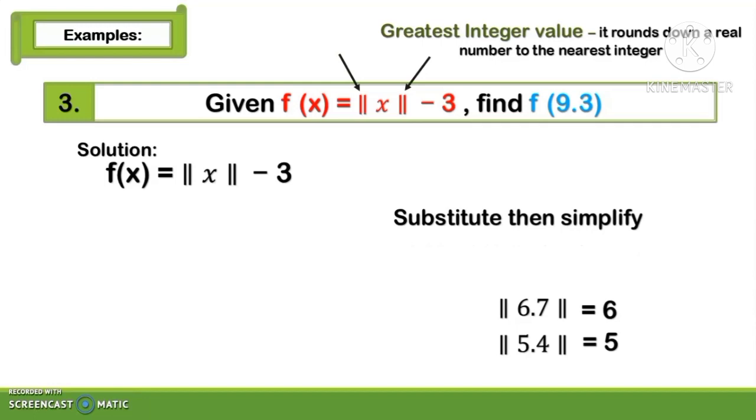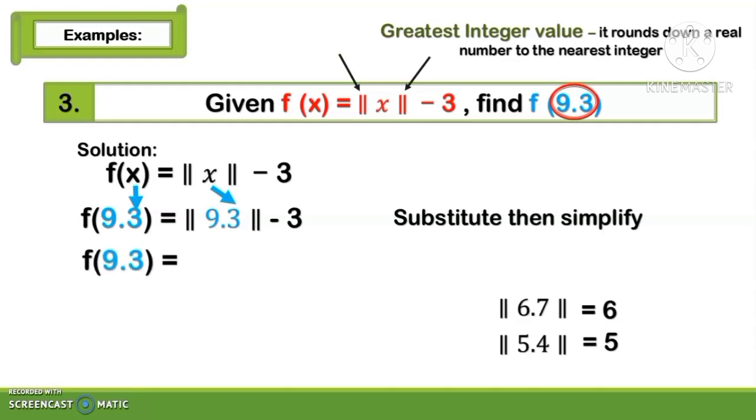Magsa-substitute na tayo and then magsisimplify. Alin ang isa-substitute natin? That is 9.3. Again, yun ay yung nasa loob ng parenthesis. Lahat ng x dun sa given function, papalitan lang natin ng 9.3. Tulad nito. Kung mapapansin mo, lahat ng x, pinalitan na natin ng 9.3. Tapos na tayo mag-substitute. Ngayon, isi-simplify na natin siya.